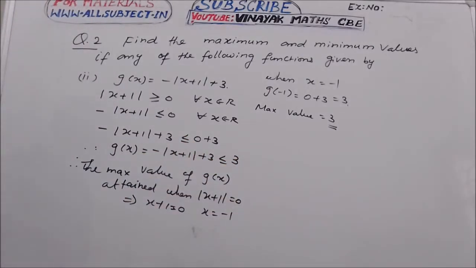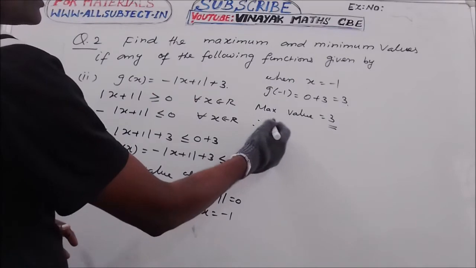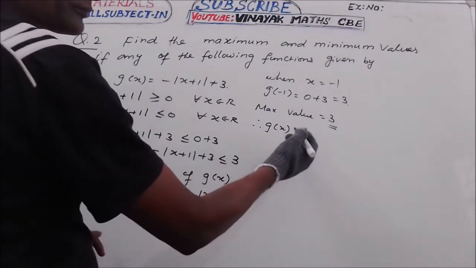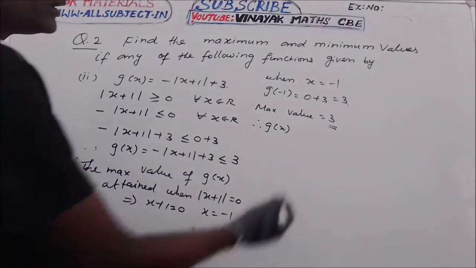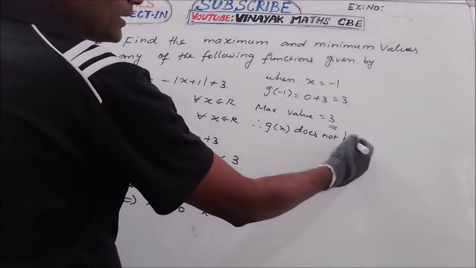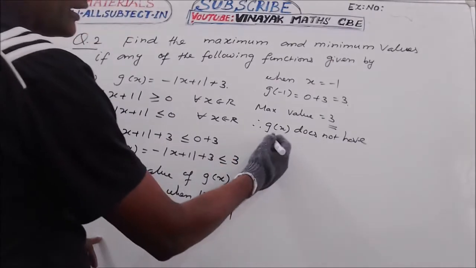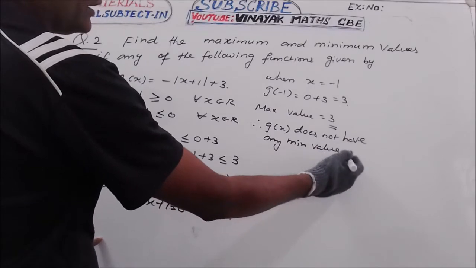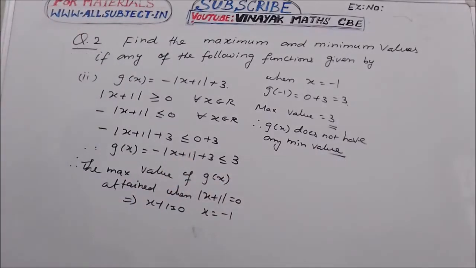It doesn't have any minimum value. Therefore, g of x does not have any minimum value. It has only a maximum value. The maximum value is 3.